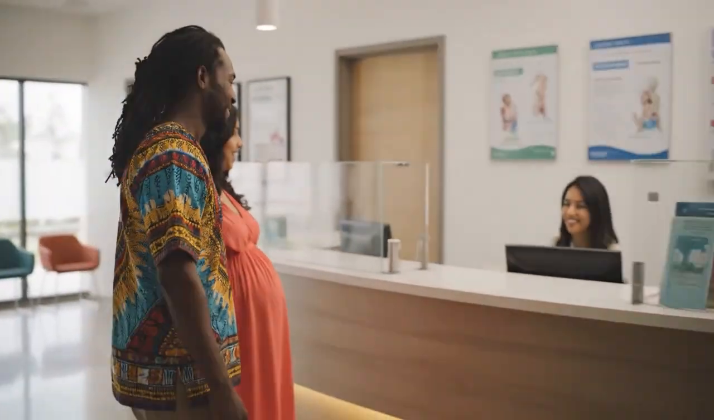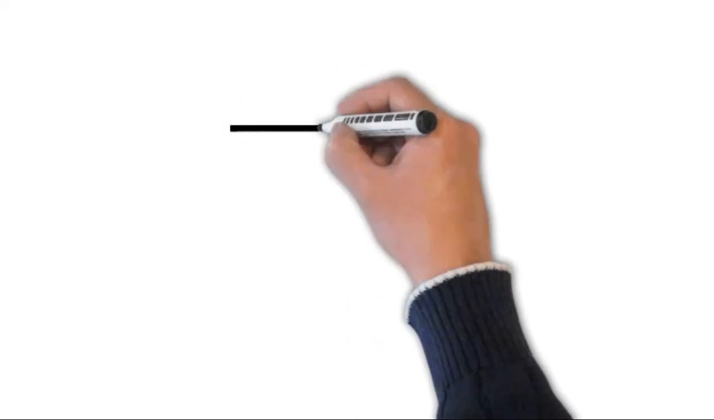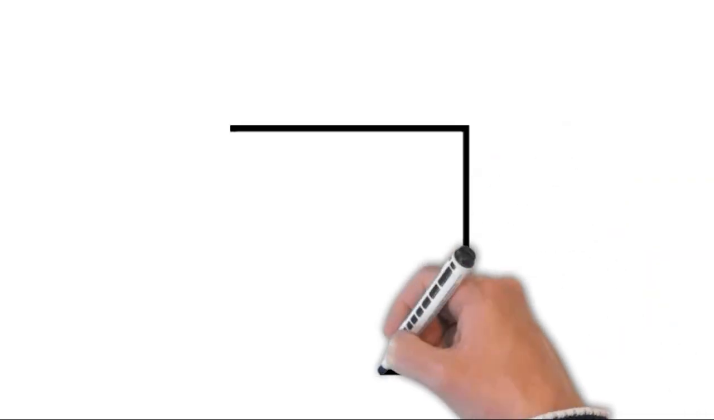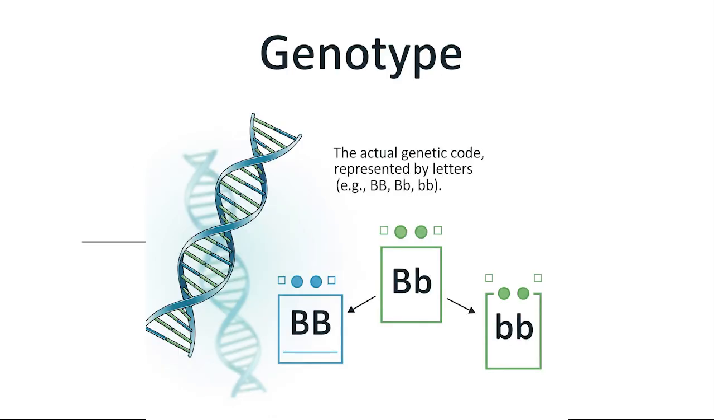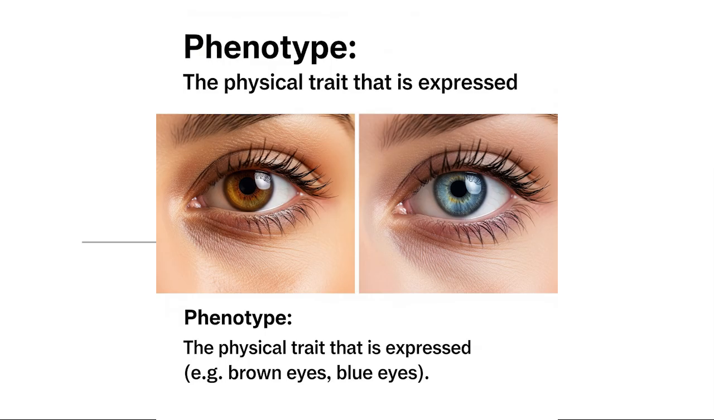The basic idea is to figure out what gene versions each parent can pass down and then combine them in every possible way. To do this, you need to know a few key terms. First is genotype, which is the actual genetic code represented by letters, for example, two uppercase B's, an uppercase B and a lowercase b, or two lowercase b's. The phenotype is the physical trait that is expressed, for example, brown eyes or blue eyes.